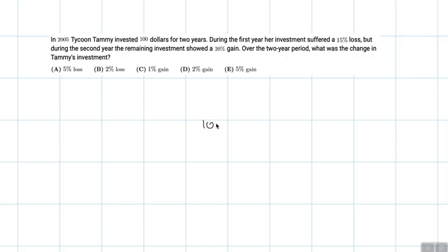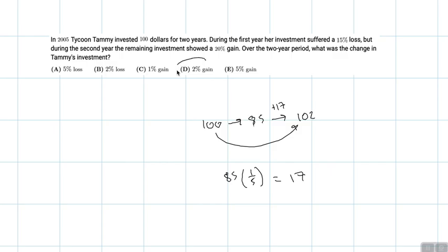Okay, so $100, 15% loss means 15% of 100 is 15, so it went down to 85. But then a 20% gain from 85, so if we find out what 20% of 85 is going to be, it's 17, so plus 17 went up to 102 over the 2-year period. So it went from 100 to 102. What was the change in Tammy's investment? That's a 2% gain. Choice D.